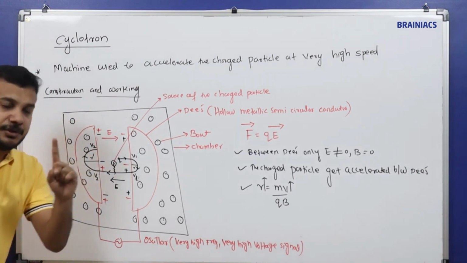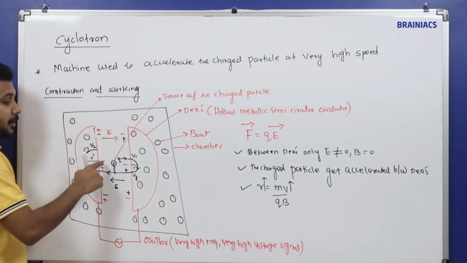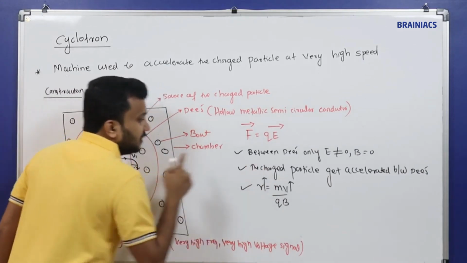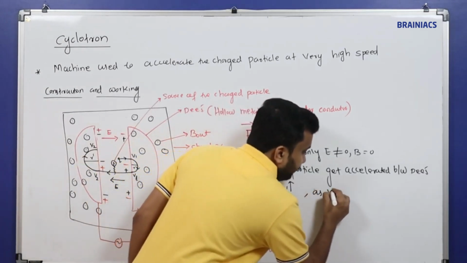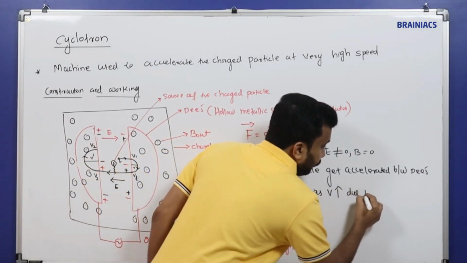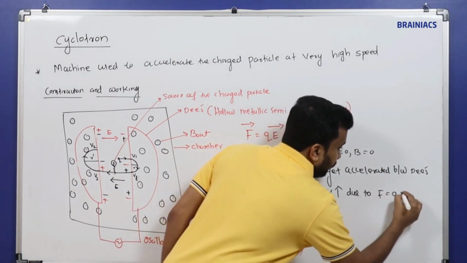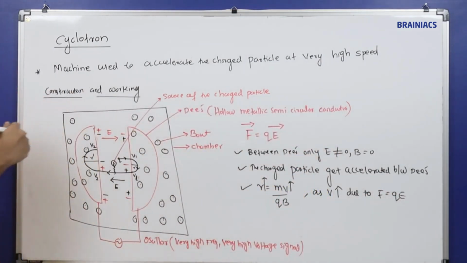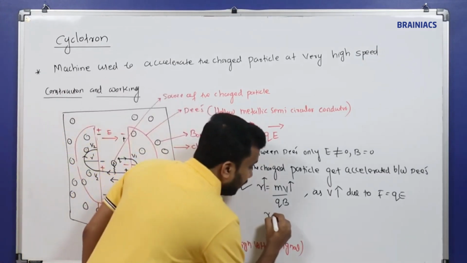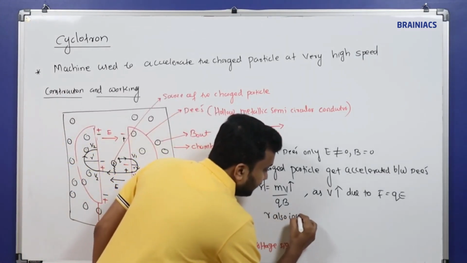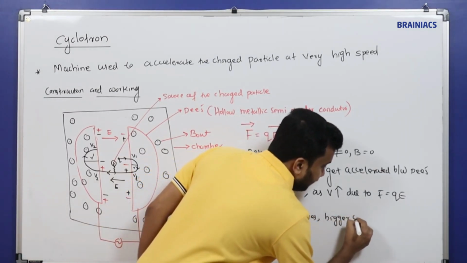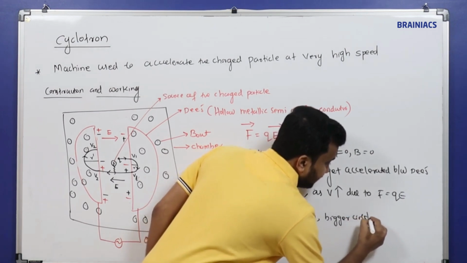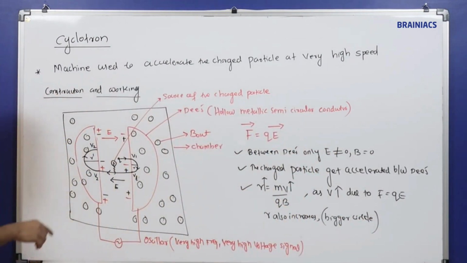But what is the major point here? This will undergo a big circle, because velocity increases, so radius increases. As v increases due to F equal to QE, more force gives more speed, so R also increases. Which means a bigger circle comes into the picture. Now this will undergo a big circle.